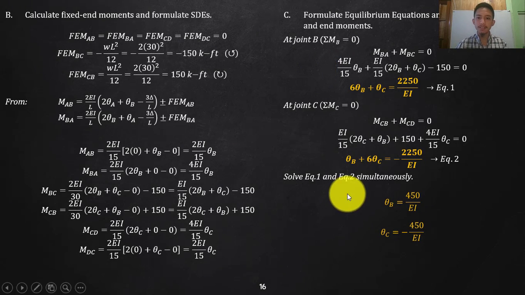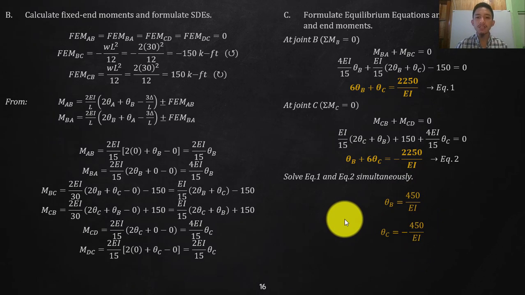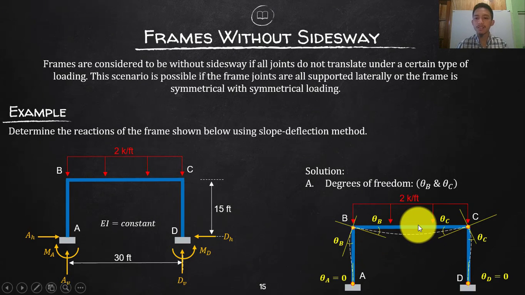Okay, so again, solving your equations 1 and 2 simultaneously, you will have that theta B is 450 over EI, theta C is negative 450 over EI. Which actually, that is reasonable. They should be the same but opposite signs, because as we will try to attest, this is perfectly symmetrical, and the loading is perfectly symmetrical. So the joint B rotation and joint C rotation should be the same.